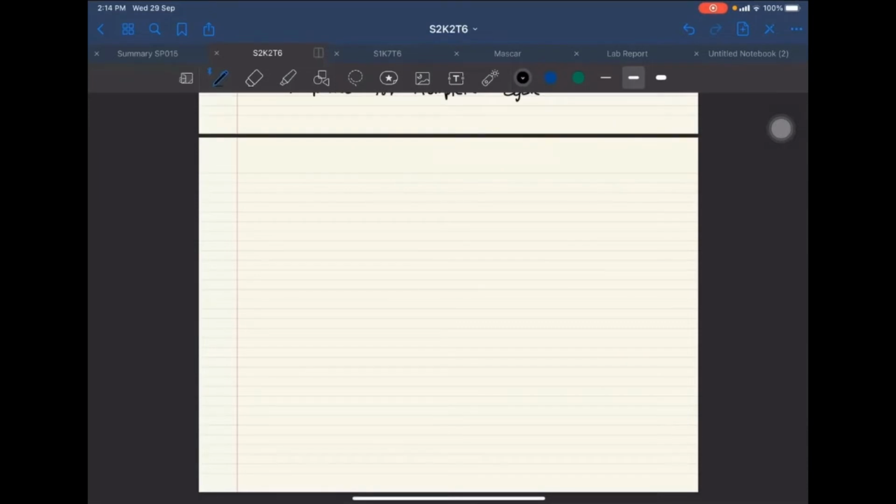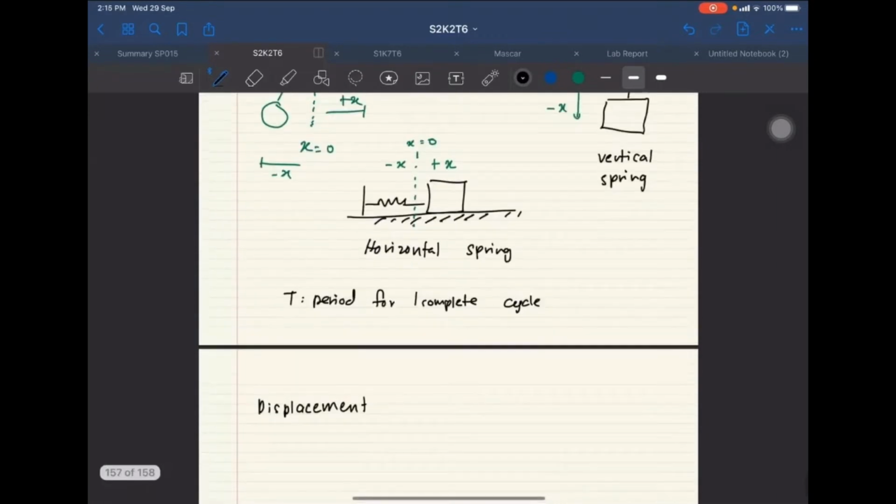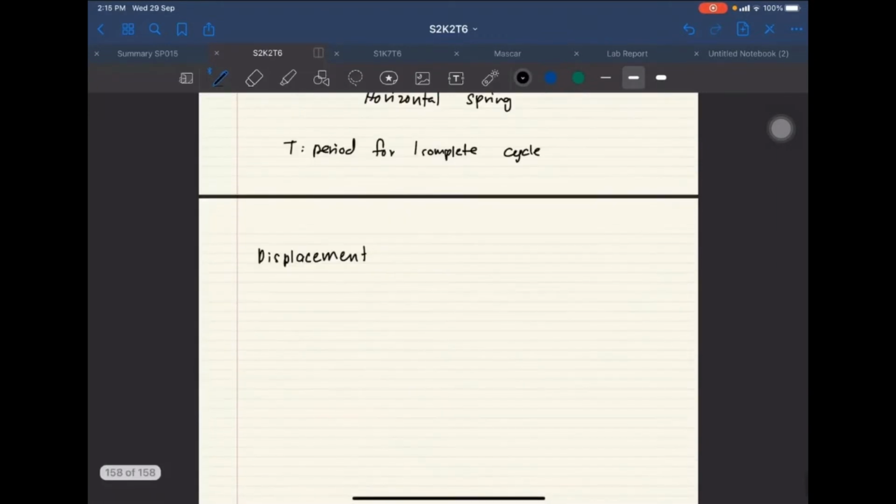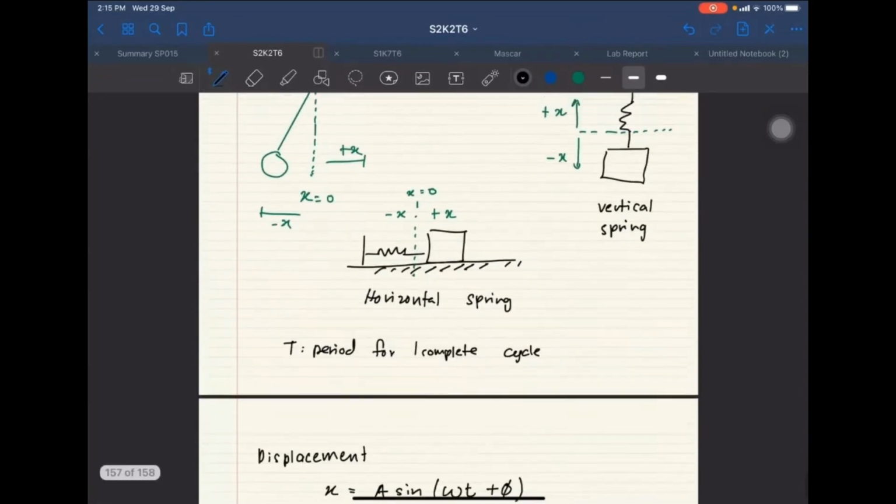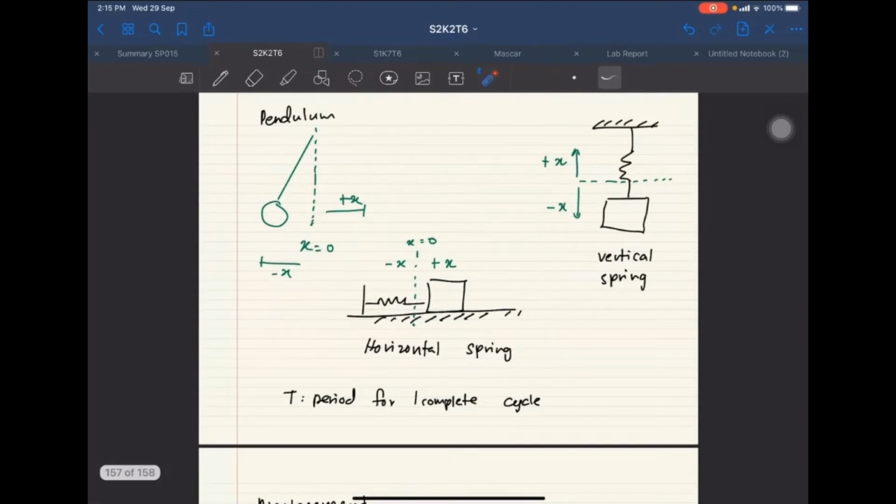Okay, all this motion you can represent in terms of graph. Okay, secara ringkas, you don't have to know the derivation of this formula. So we have a formula of A sine omega t plus phi. This formula, you don't need to know how to derive. Okay, that is for X. Untuk V dengan A, you have to know how to derive, but I just show you X first.